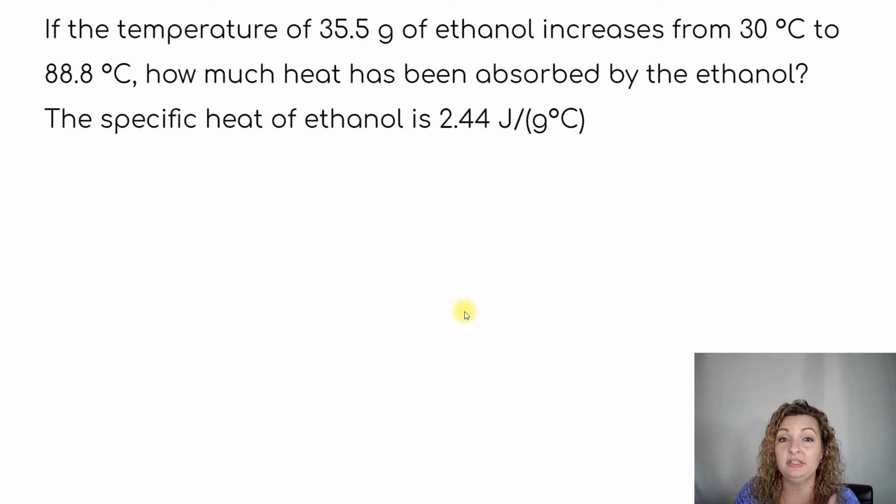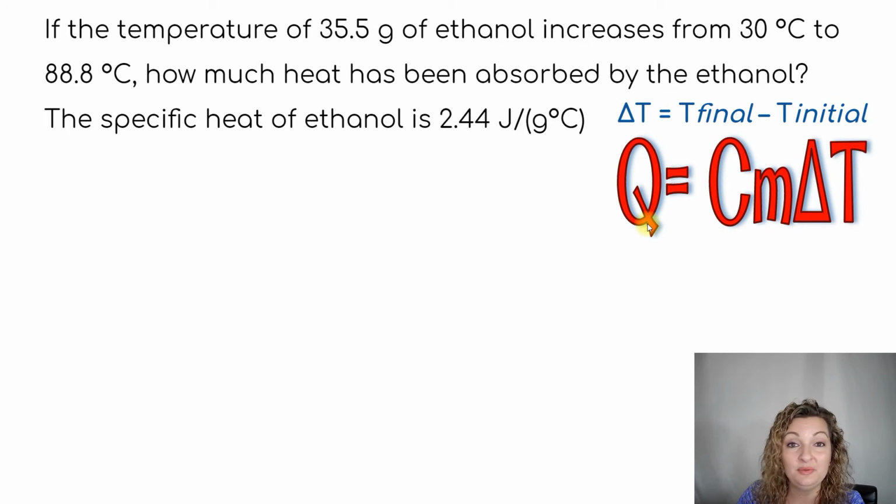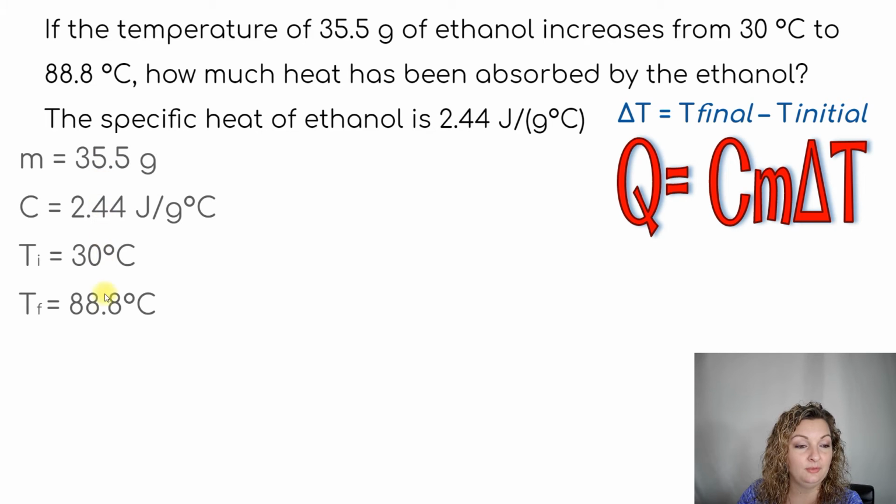If we ended up with a negative number, we did something wrong because we're increasing the temperature, we're gaining that thermal energy. So we're going to use the same equation we've been working with, Q equals Cm delta T, and we're first going to find our delta T, final minus initial. If we look at everything we're given, 35.5 grams is our mass. The next number is our 30 degrees Celsius, and it goes to 88.8 degrees Celsius. So that is our final and initial temperature here.